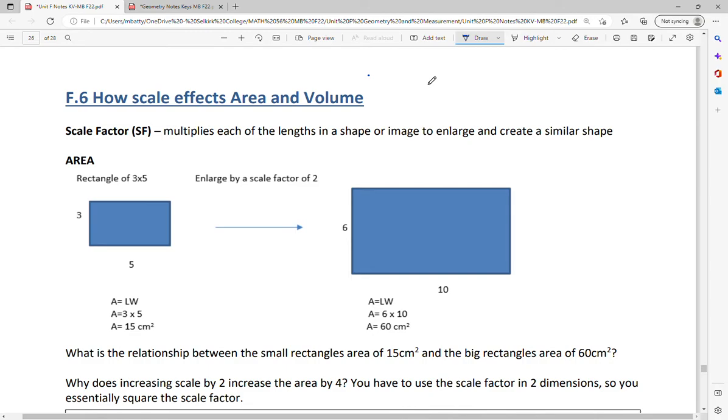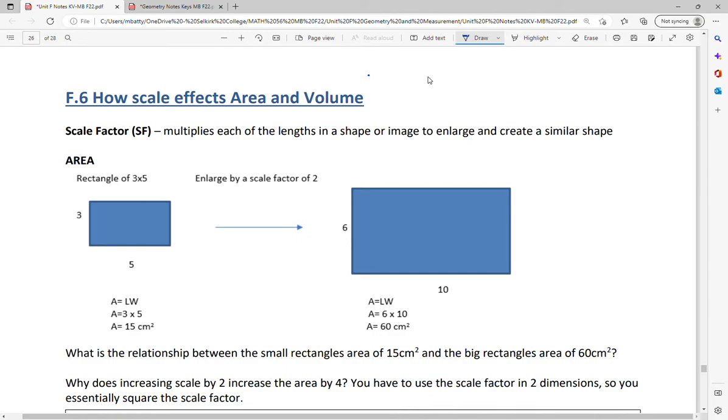So the last section of our geometry unit is really tying together the last two things that we've talked about. We're going to take a look at area and volume again, but this time consider it with that sense of scale. By writing things, drawing things, or considering things that are similar, we have a scale factor.